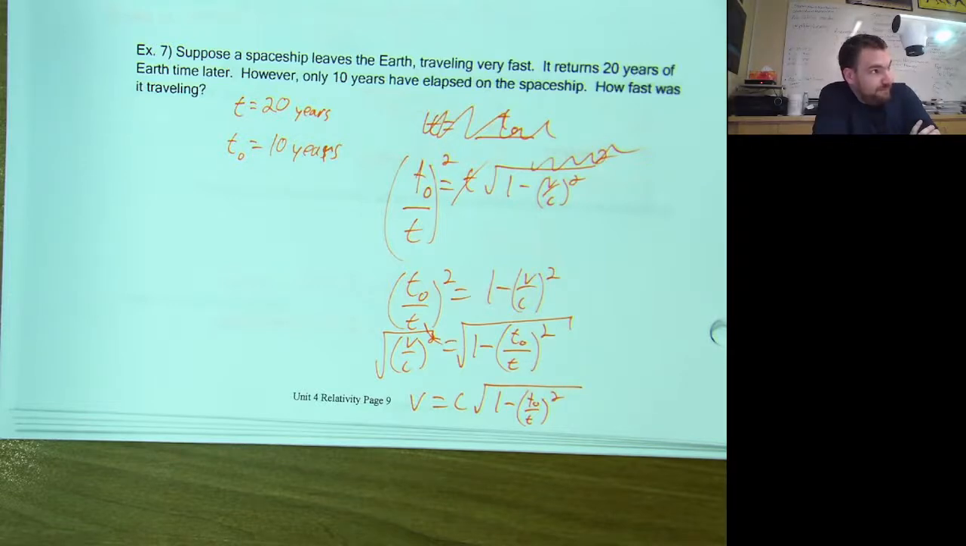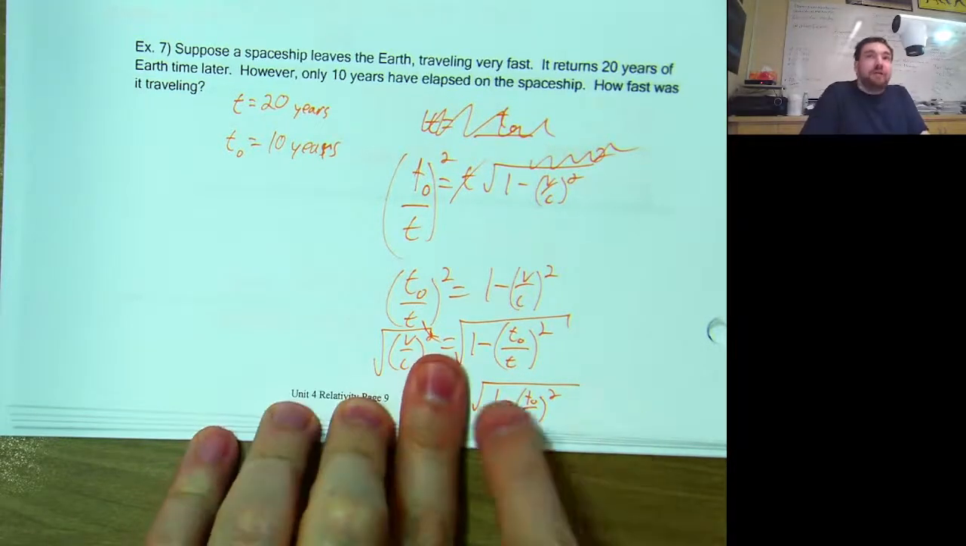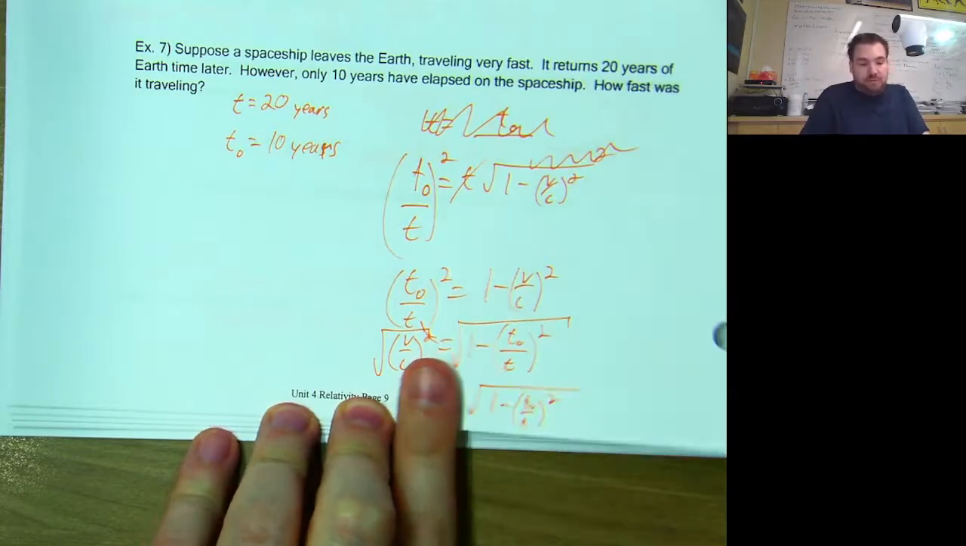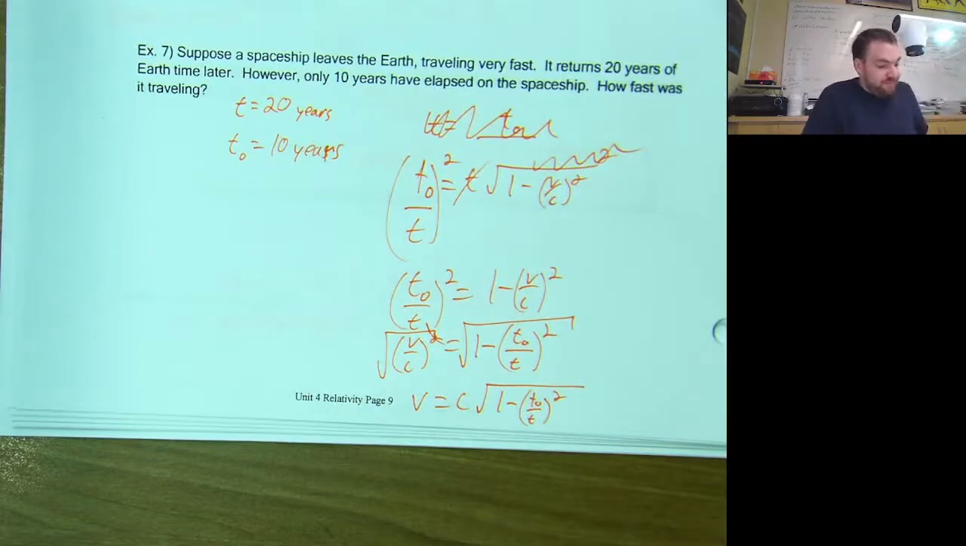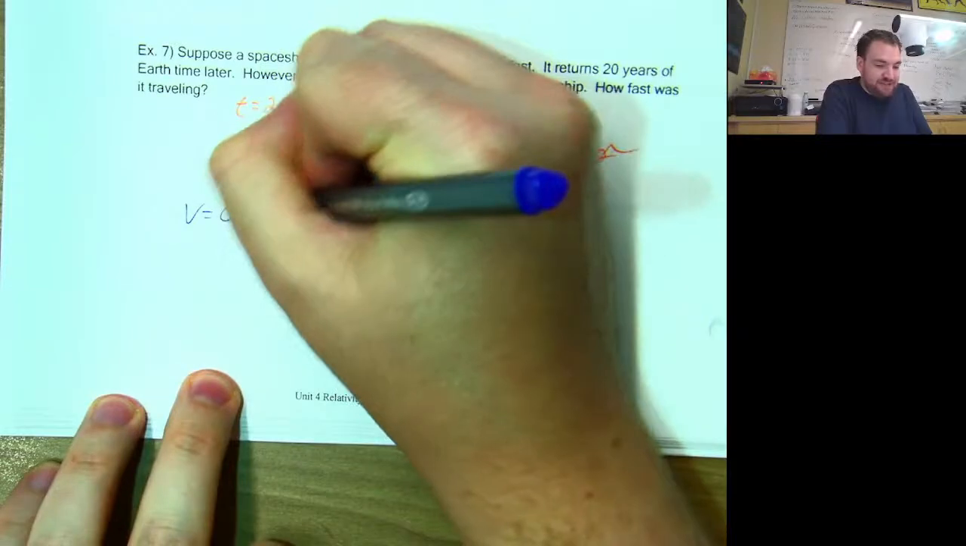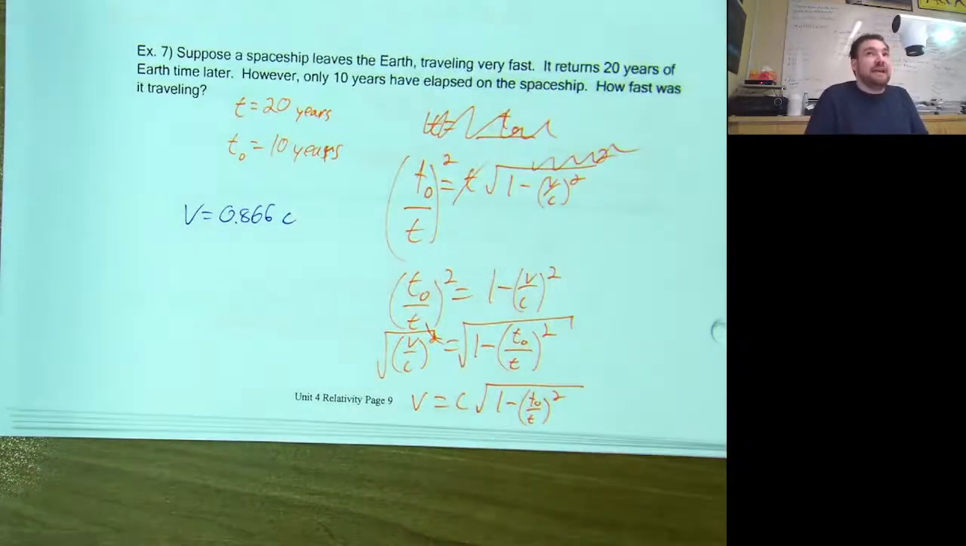So what is that speed v? Can you give it to me as a multiple of c? Basically, what is this expression right here? 1 minus T0 over T all squared, square rooted. Okay, so v equals 0.866 c. 86.6% the speed of light.